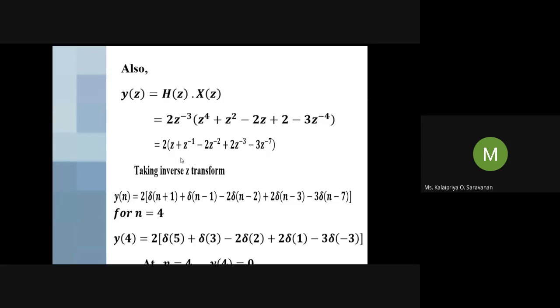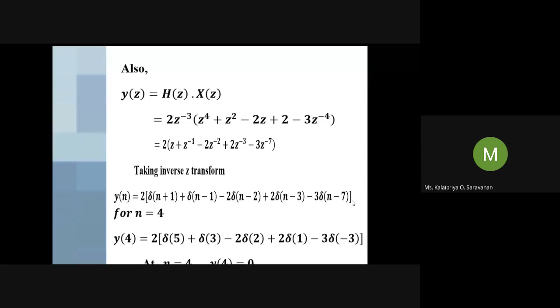So how will you obtain the exact inverse z transform of this y of z? What you do is you keep this 2 as such. Now if you look here, z has become del of n plus 1. Z power minus 1 has become del of n minus 1. I'll tell you how it is. Now again, minus 2 z power minus 2 has become del of n minus 2. Similarly, z power minus 3 has become del of n minus 3. Z power minus 7 has become del of n minus 7.